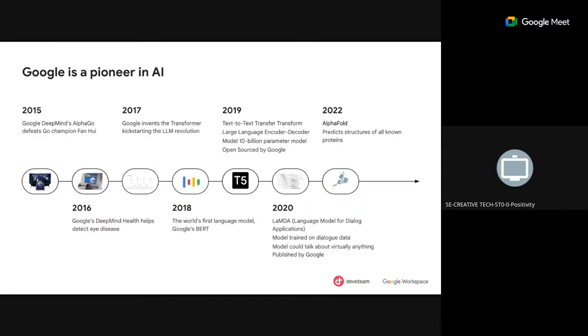Back in 2015, Google DeepMind's AlphaGo became the first computer program to defeat a professional human Go player, as well as the first to defeat a world champion. Go is essentially the oldest board game in the world. It's a strategy board game developed a couple of thousand years ago, and you essentially need to learn the feel of what the next move would be. Ever since then, AI has continued to evolve. In 2018, for example, Google developed the world's first language model, Google's BERT.